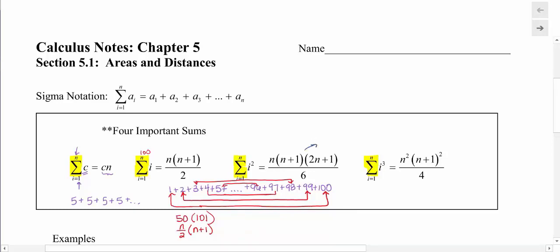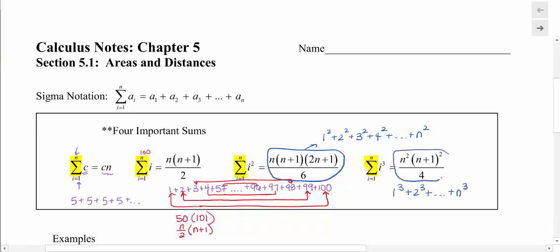So this is the sum of all i squared. So for example, 1 squared plus 2 squared plus 3 squared plus 4 squared, all the way up to, in this case, n squared. And this is what you get if you add them all up, depending on what n is. And then the last one is adding up all the sum of all the cubes. And then your sum would be n squared times the quantity n plus 1 squared all over 4.